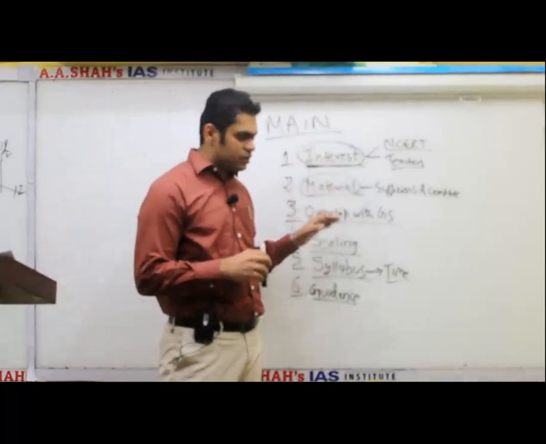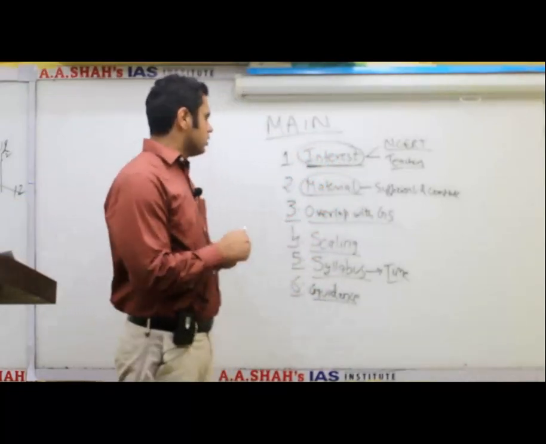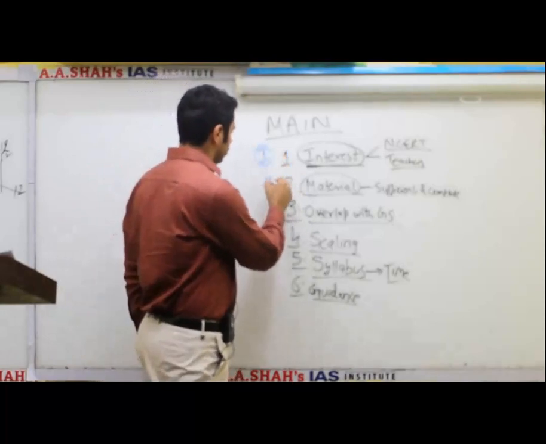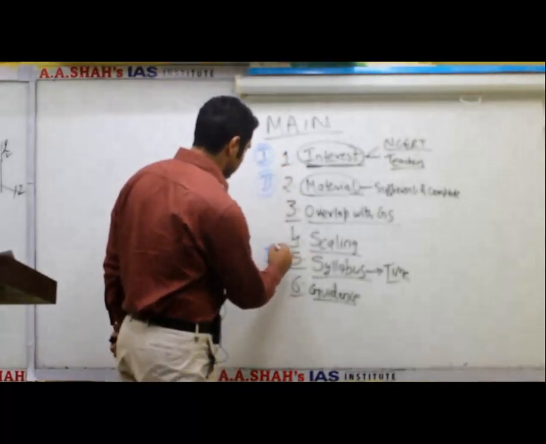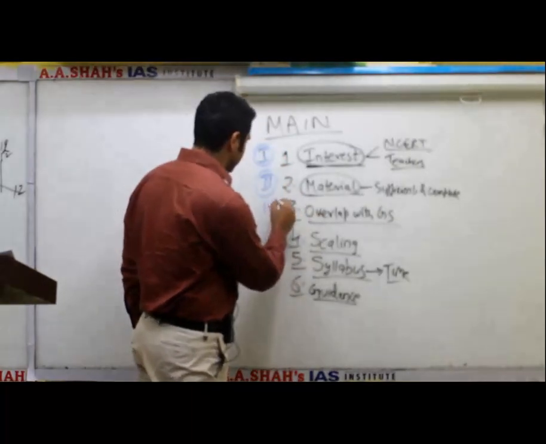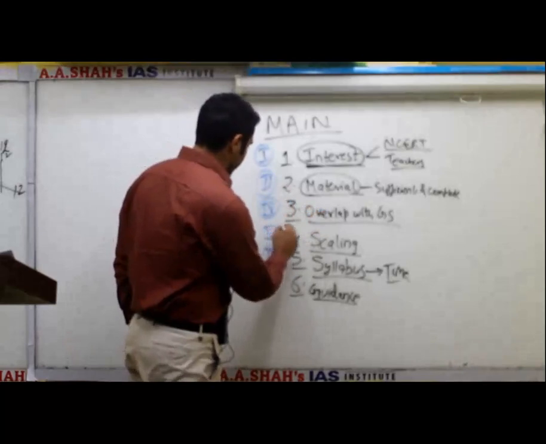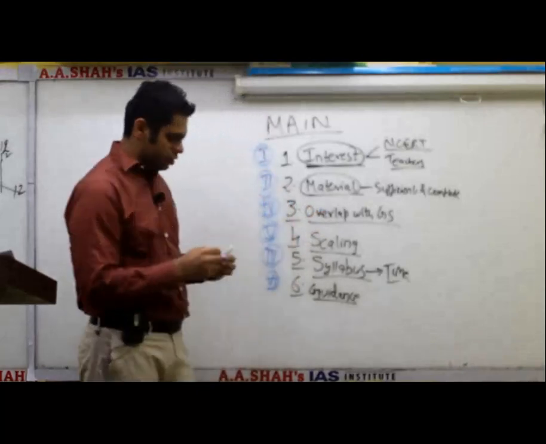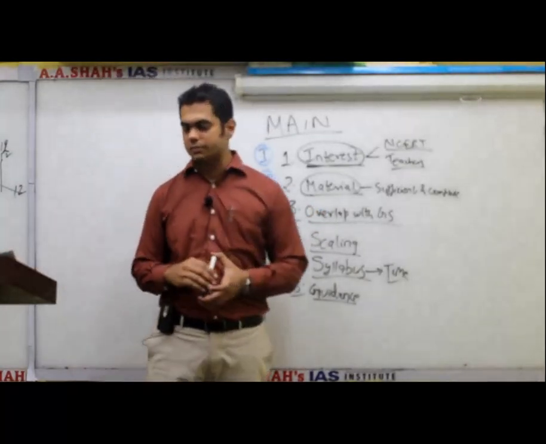So if you see these 6 factors that we have laid down, your interest should come first, the material should come second, the syllabus should come third, your overlapping GS should come fourth, your scaling should come fifth, and guidance should come sixth. This is the order in which you should give importance to the factors before choosing your optional exam.